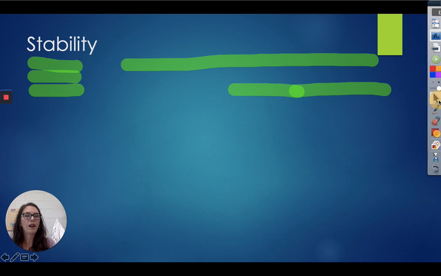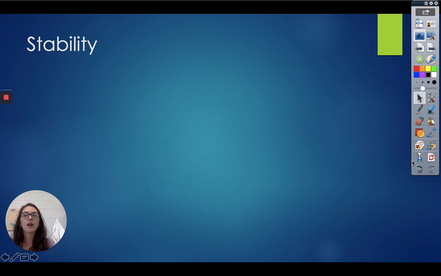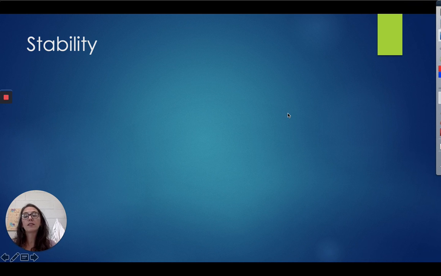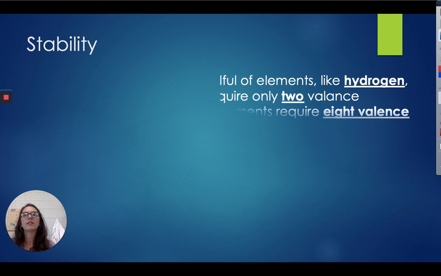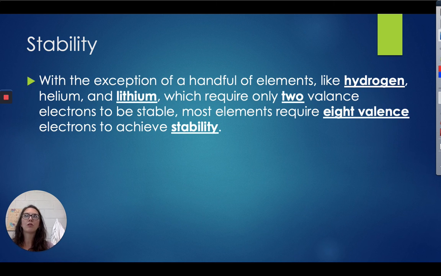Okay. Now, let's erase this real quick. So stability. Reactivity and stability are going to be closely related because that reactivity depends on whether or not the atom is stable. All right, so with the exception of just a few elements like hydrogen, helium, and lithium, most elements are going to need 8 valence electrons. Now valence electrons are the electrons in the outermost energy level. Well, hydrogen, helium, and lithium only have 1 energy level. So they really only need 2 valence electrons to reach stability, whereas most atoms are going to need 8 valence electrons.